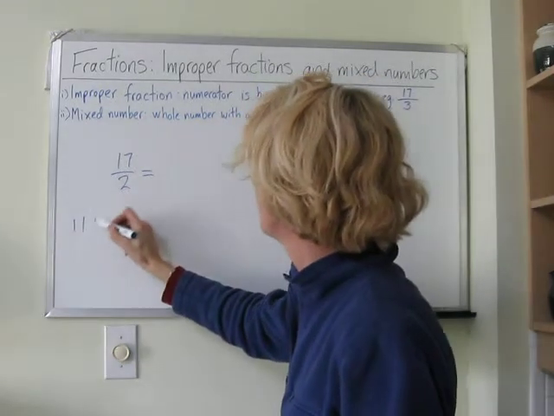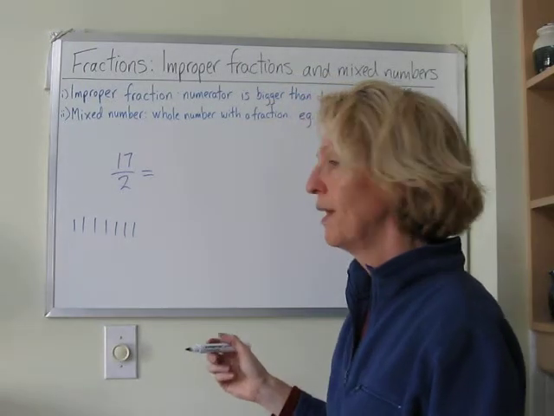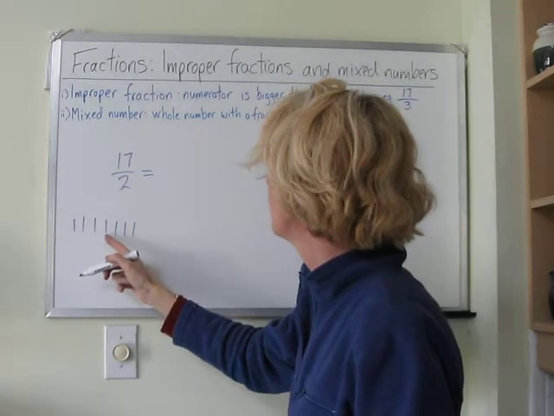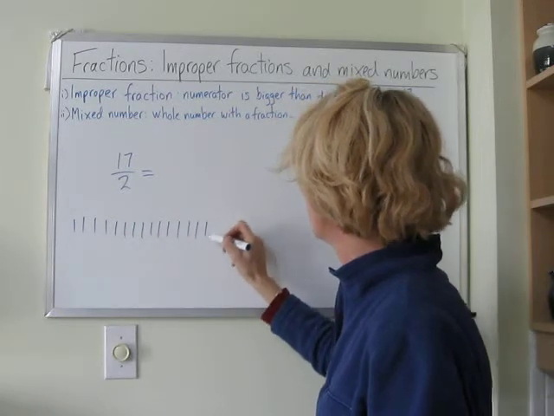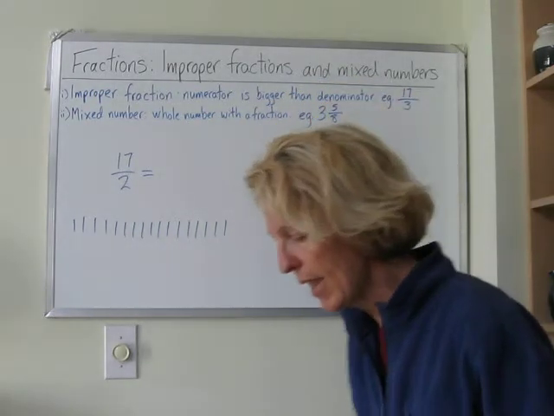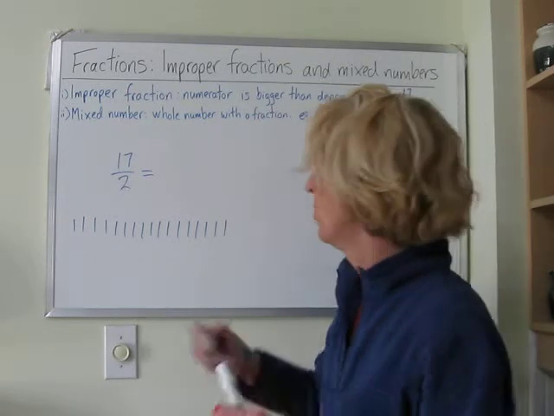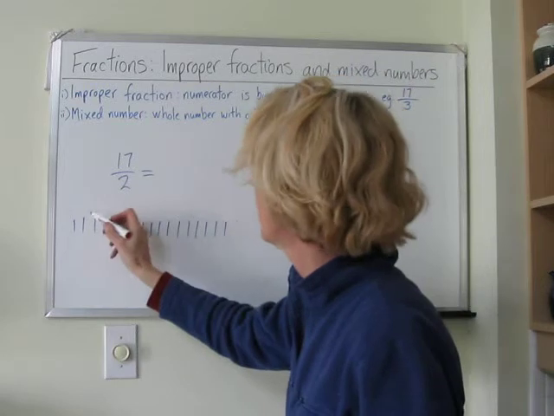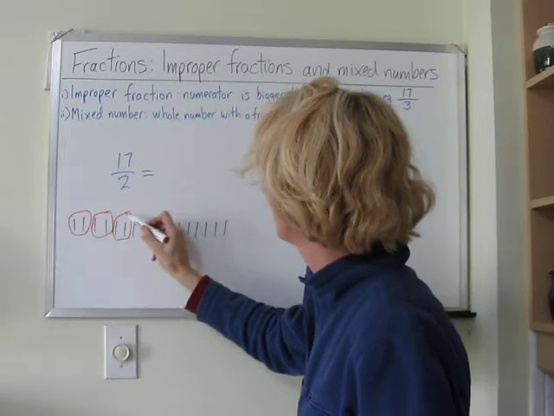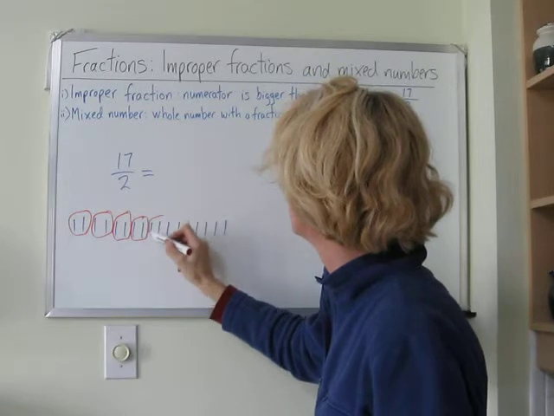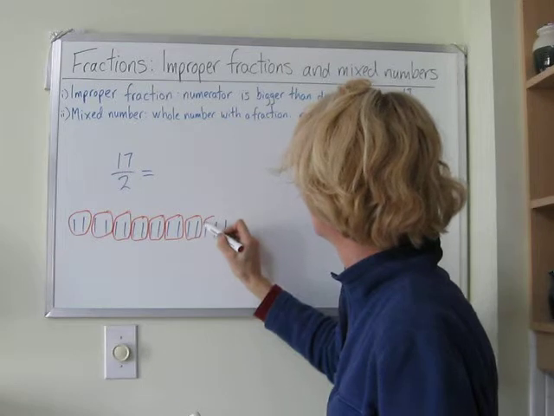Okay. 1, 2, 3, 4, 5, 6, 7. Oh, how many sticks am I drawing? 17. Okay. 1, 2, 3, 4, 5, 6, 7, 8, 9, 10, 11, 12, 13, 14, 15, 16, 17. And how many sticks do we need to make one group? 2. Okay, our denominator tells us that, right? So circle these in groups of 2. More groups this time. Yes.